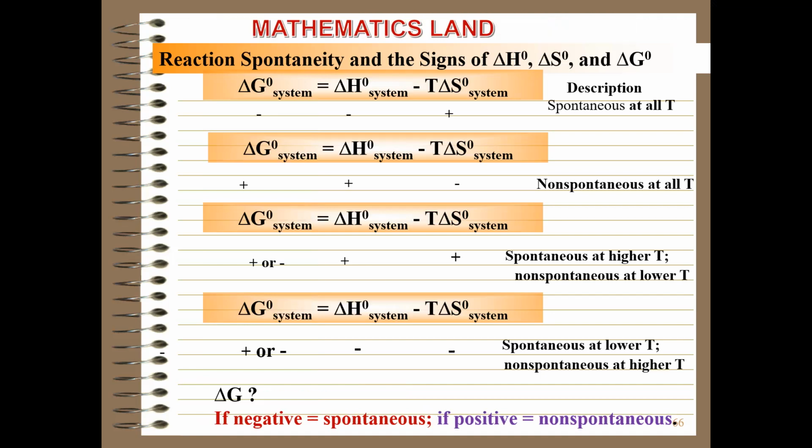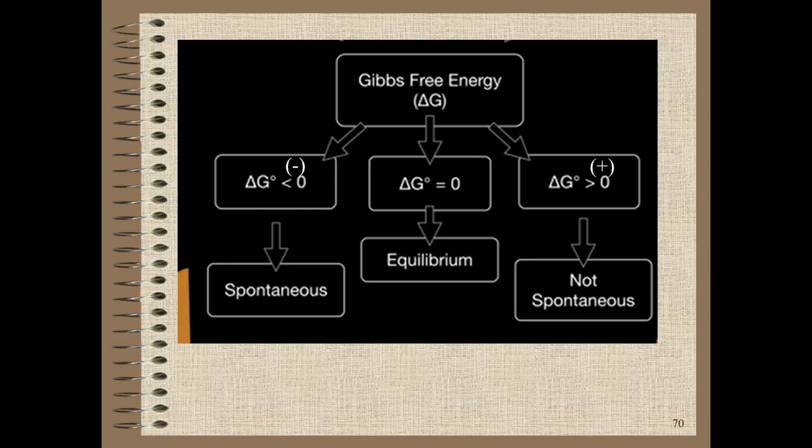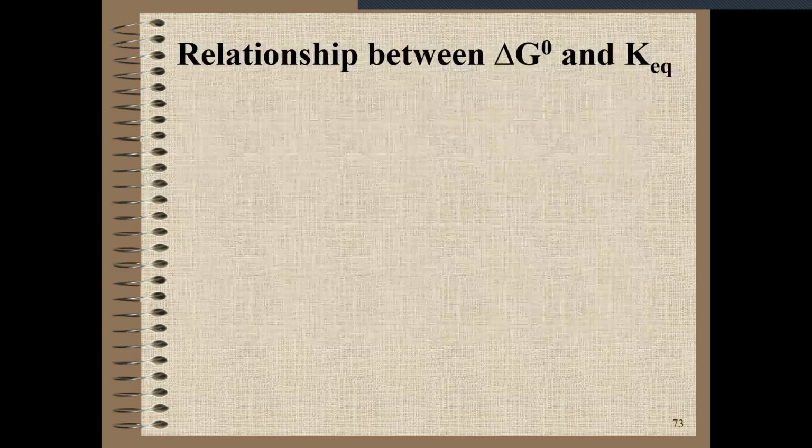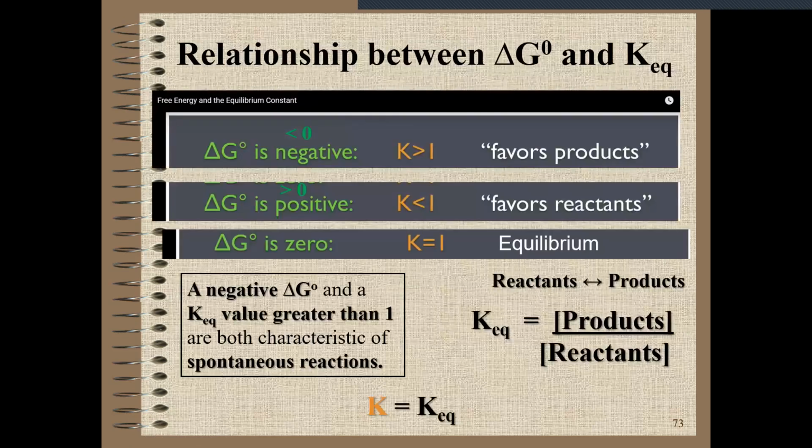Okay, let's go to 70. This is a good summary. If delta G is negative, spontaneous. Delta G 0, equilibrium. Delta G positive, not spontaneous. And then we get into this whole thing, the relationship between delta G and K. When delta G is negative, spontaneous, K is big, favors products. And you can look through the other points there.